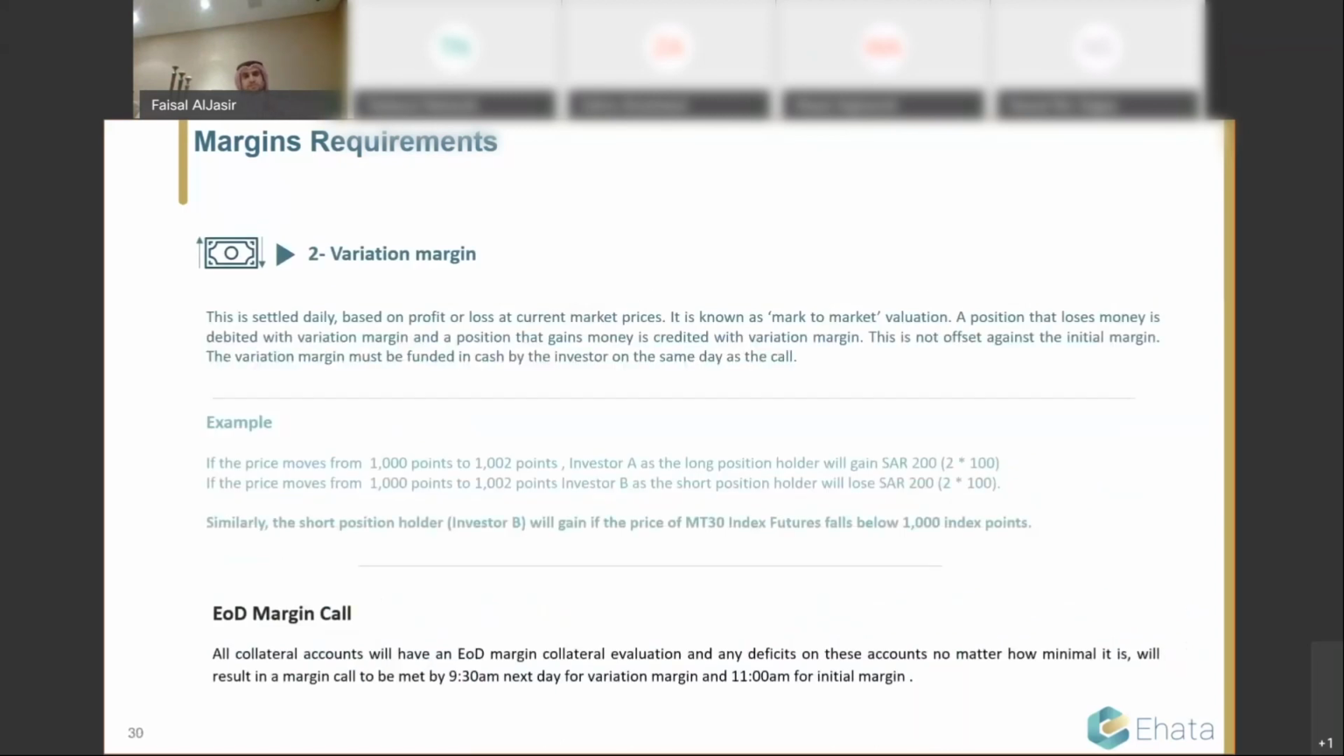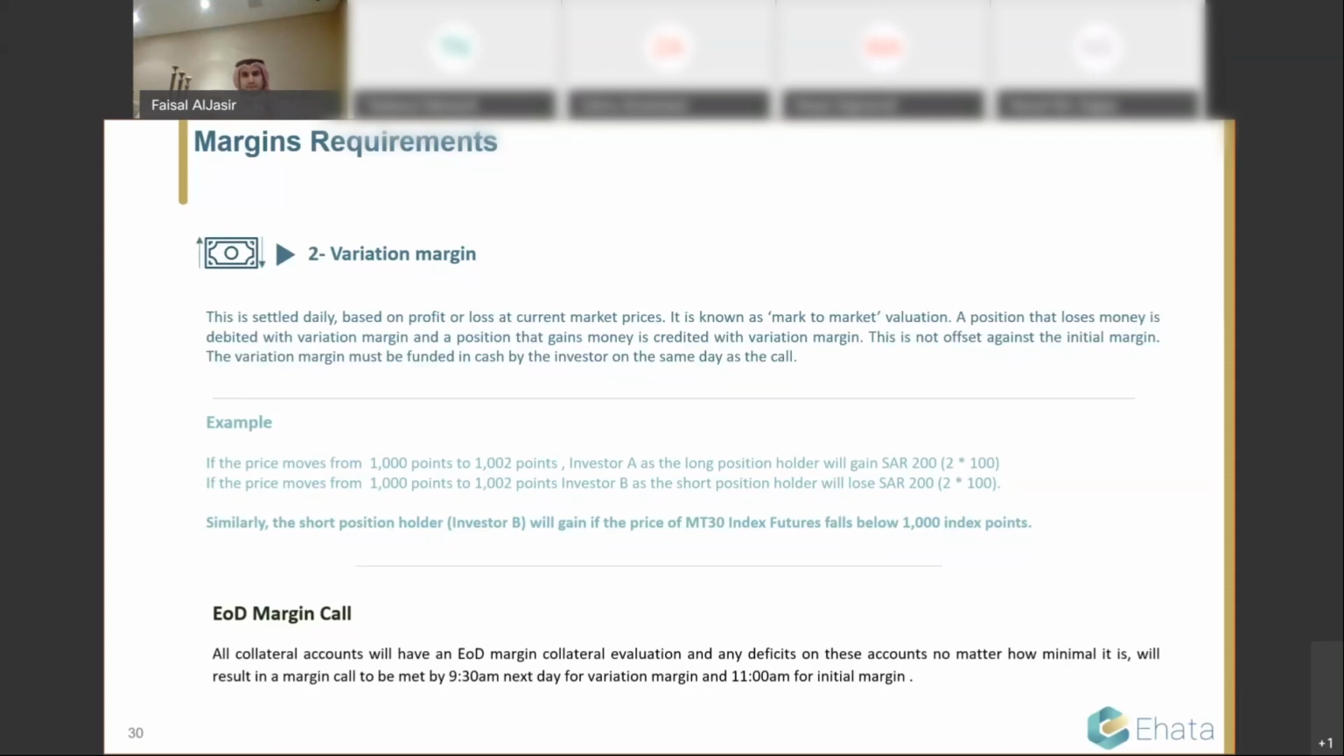Variation margin is the margin that's settled daily, and this is the mark-to-market margin that reflects profits or losses at current market prices. A position that loses money is debited with variation margin, and a position that gains money is credited with variation margin. This is the important concept: it will not offset the initial margin. And the variation margin must be funded in cash by the investor on the same day as the call. And there is an example.